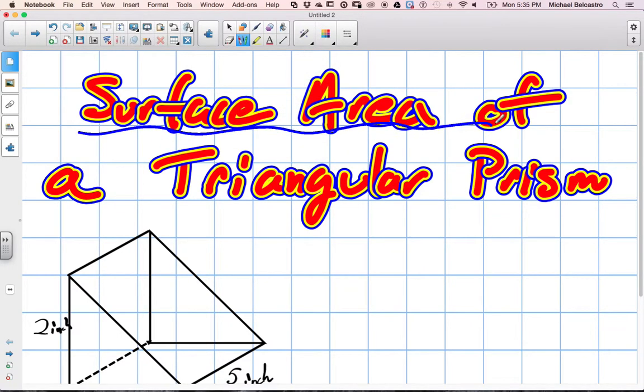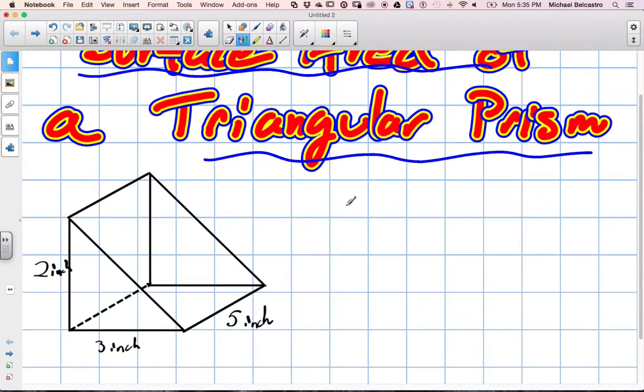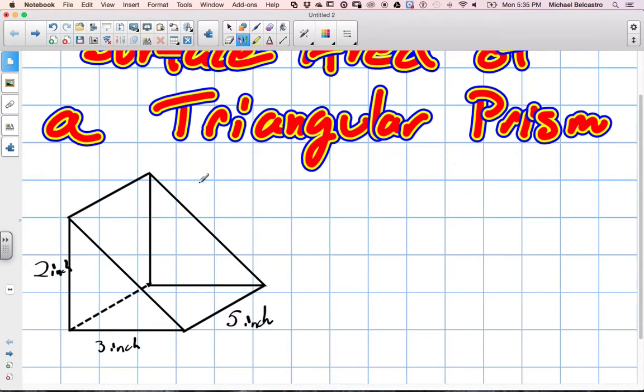We're going to look at the surface area of a triangular prism. Now, between surface area and volume, this is the harder of the two to figure out. The surface area of an object is the area of every face added all together. So first we have to figure out how many faces there are.